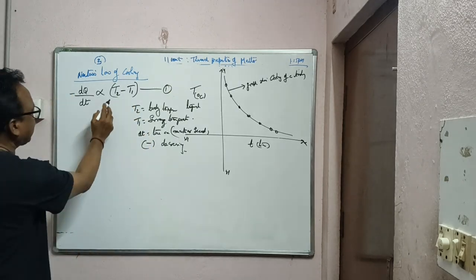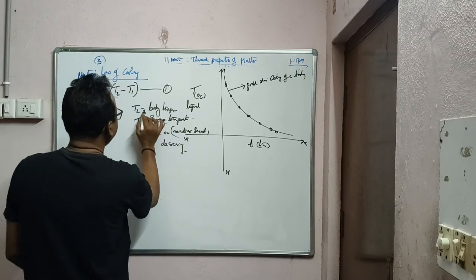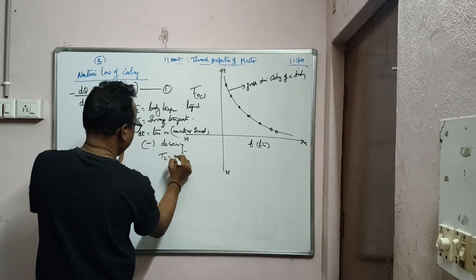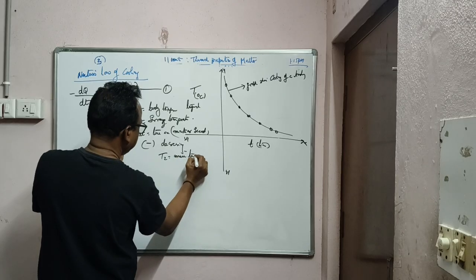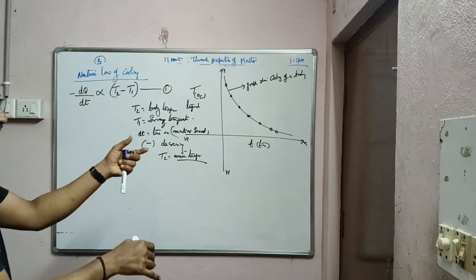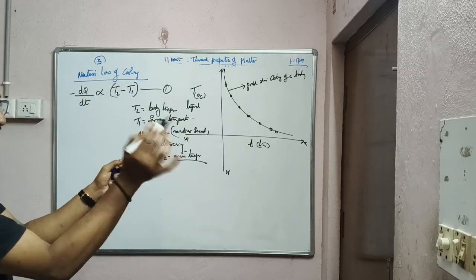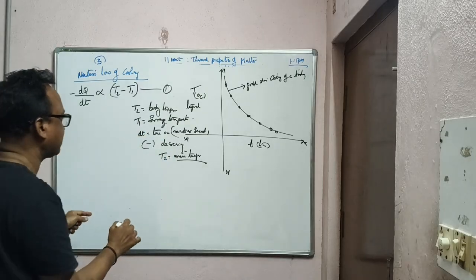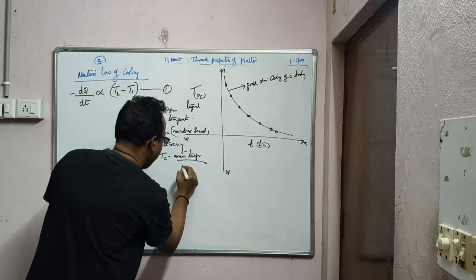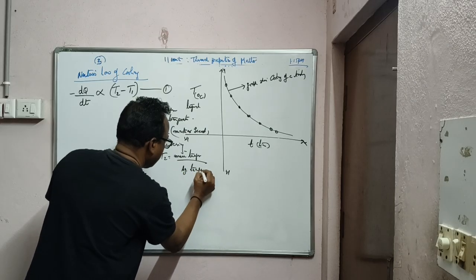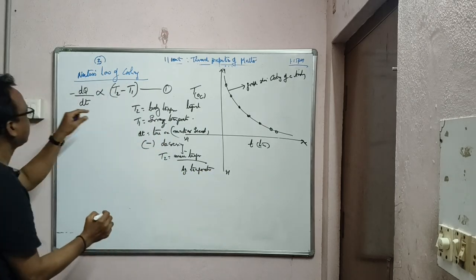And of course, it is mean excess temperature. T2 is mean excess temperature, that means average. That means average temperature of the cooling. For example, 60 to 40: 60 plus 40 by 2. 70 to 60: 70 plus 60 by 2. That is the average temperature. So this is the law.